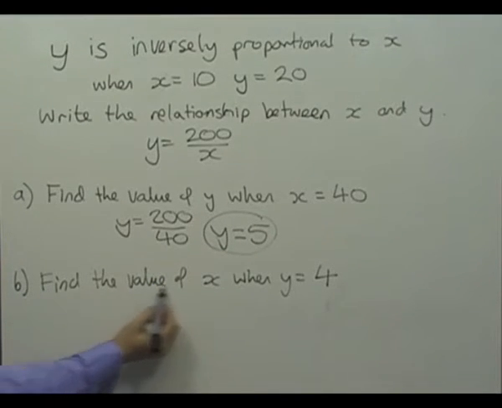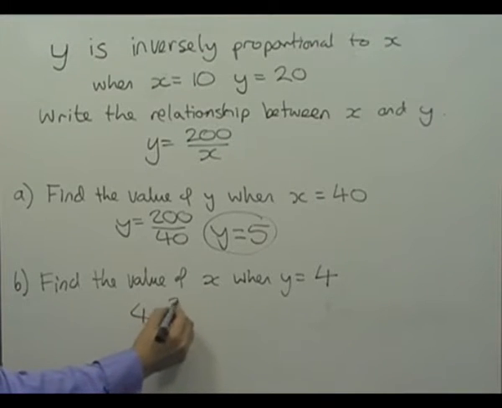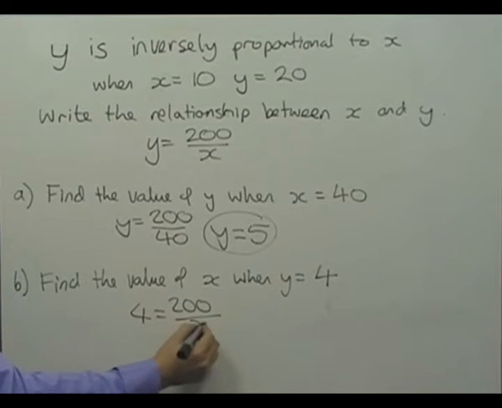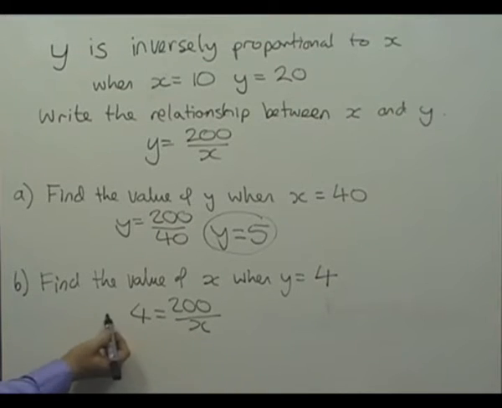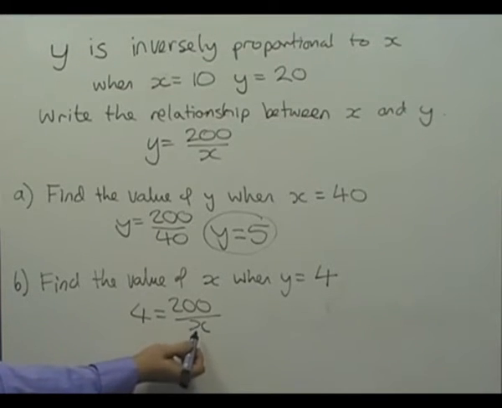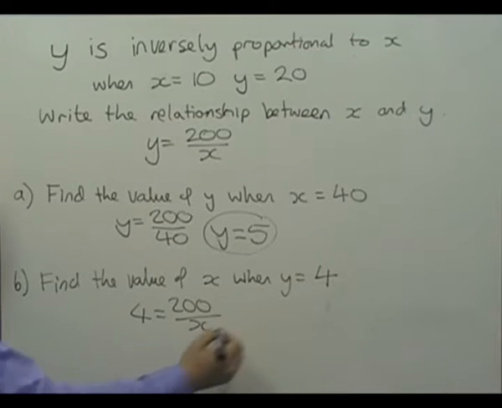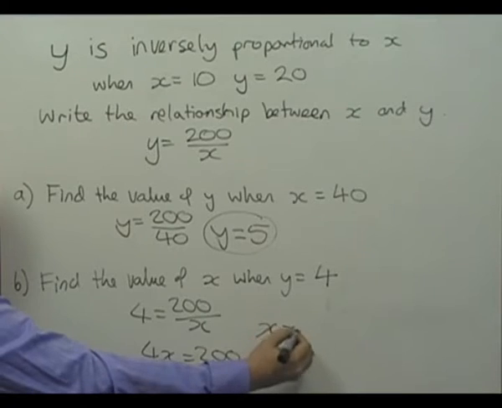On the next part, it's the reverse again. It's asking you to find the value of x when you're given y. So this time 4 is equal to 200 divided by x. Now to solve this, you need to remember your rules of what you do for solving equations, and you can look at the Solving Equations podcast. But the idea is you need to balance this up and get 4x equals 200. So therefore 4 times something is 200, so x must be equal to 50.